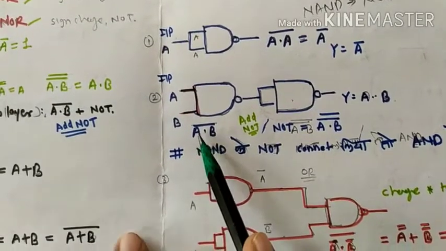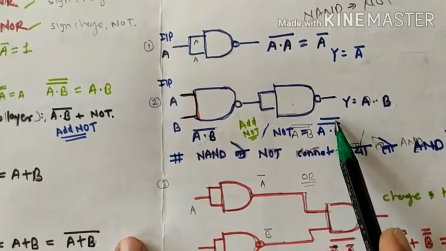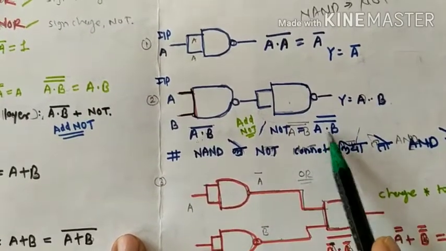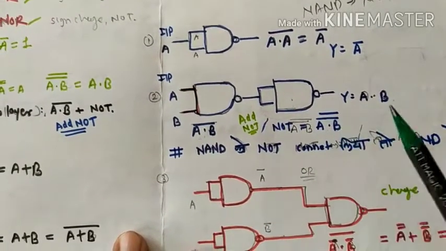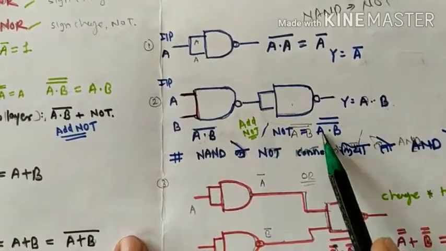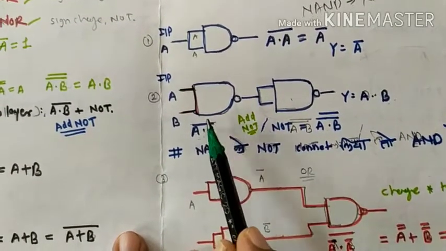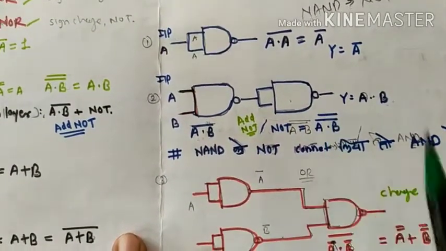So we know that we have NAND gate (A into B) bar. We can add one more bar. So it is (A into B) double bar, so we write it as A into B. So this is implemented by this circuit. So this is the NAND gate, and the NAND gate we have converted into AND gate.